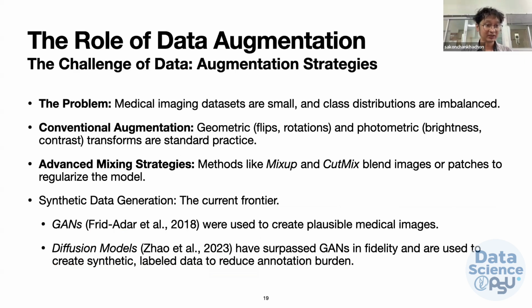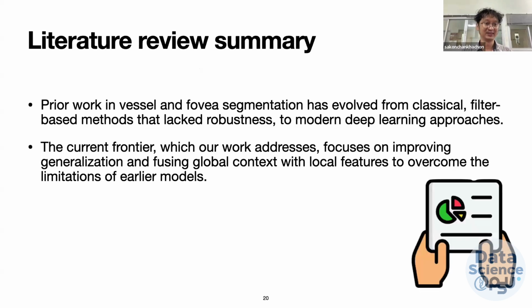In this slide, it's about data augmentation. Data augmentation is crucial in medical imaging due to the small size of datasets and class imbalance. Conventional augmentation techniques include geometric and photometric transforms. More advanced methods like mix-up and cut-mix blend images or patches to regularize the models. The current frontier is synthetic data augmentation using GANs and, more recently, diffusion models, which can create highly realistic labeled data to reduce the burden of manual annotation.